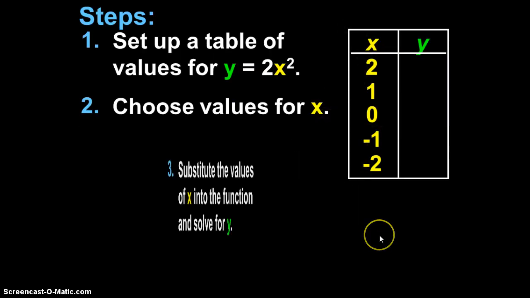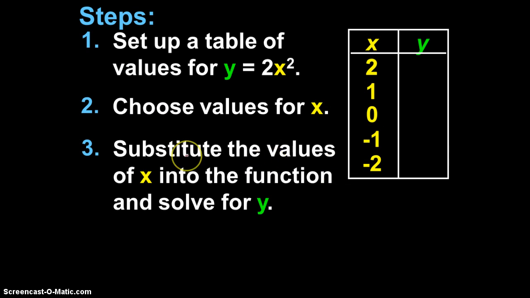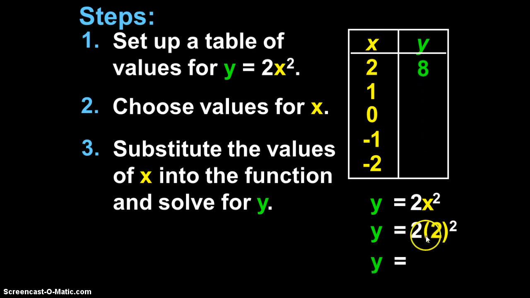Now in the next step, we are going to substitute these numbers for x in this formula, and we will get y values. Let's look at the first one. So we'll take 2. 2 to the power of 2 is 4. 4 times 2 is 8. So now 8 goes there. The next one, we took 1. 1 to the power of 2 is 1. 1 times 2 is 2.